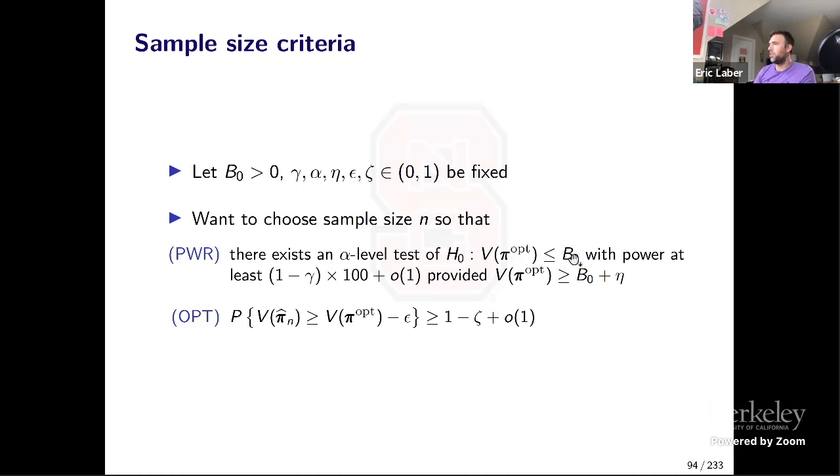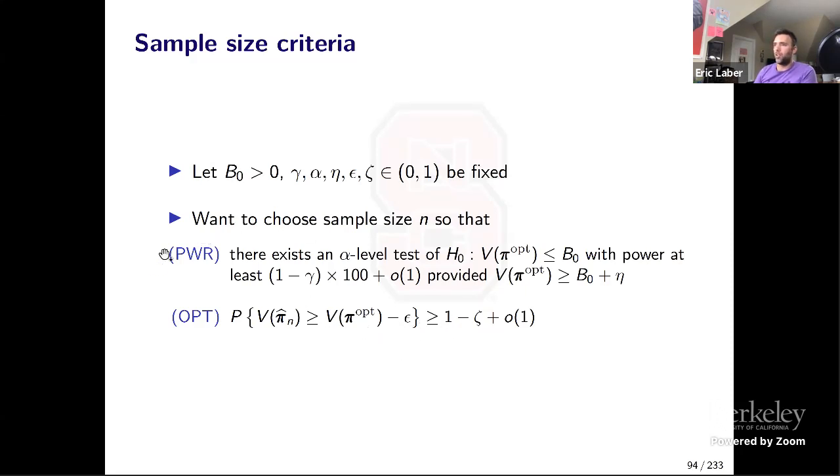So this B0 is the performance of business as usual. The null is that we aren't going to do any better by personalizing, and we want power at least 1 minus gamma, provided that in fact personalizing is at least eta better than what we're doing now. So we want a certain level of power if there is a difference of at least eta in terms of performance. And the second criterion is that you want the probability that the performance of your estimated rule is within epsilon of the true optimal to be at least 1 minus zeta.